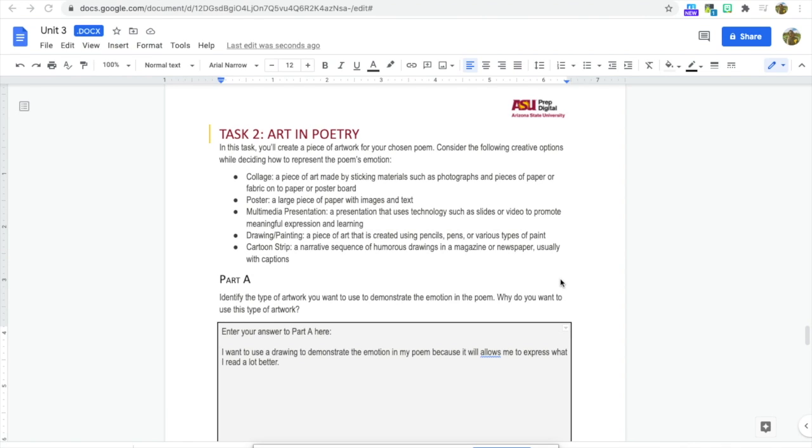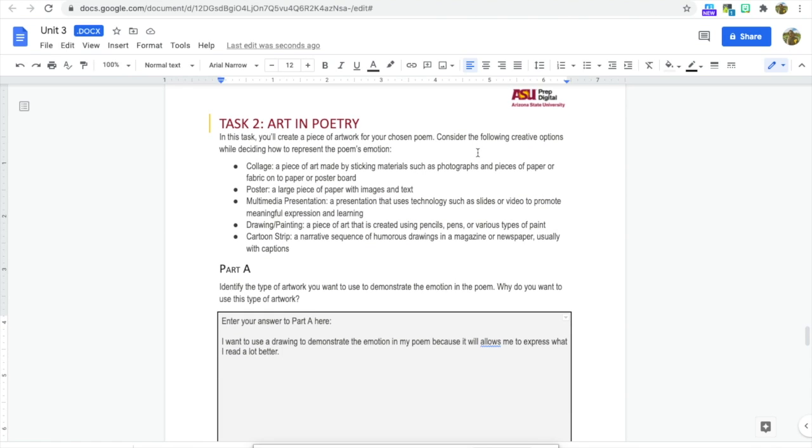Okay, for task 2, which is art and poetry, this is the second part of your project. You're going to create a piece of artwork for your chosen poem. Consider the following creative options while deciding how to represent the poem. You can make a collage. You can make a poster. You can make a multimedia presentation, a drawing or a painting, and even a cartoon strip. That's a comic strip. If you have another idea that's not listed in here, please get in contact with Mrs. Joyce so she can tell you if you can go ahead and work on that. She might say yes, you never know. But even if that's not an option for you, you have a lot of ideas right here.